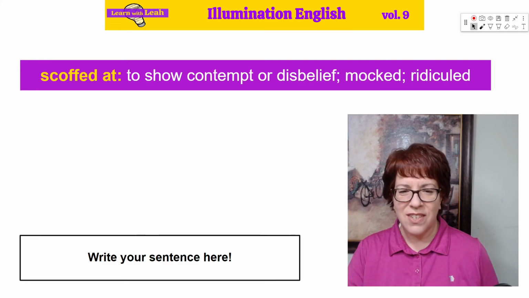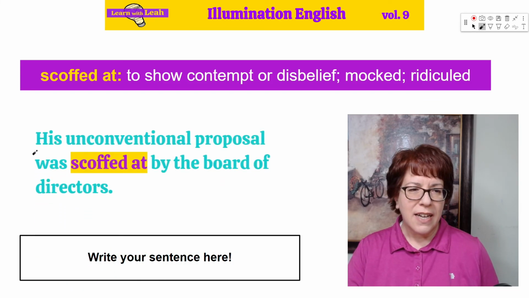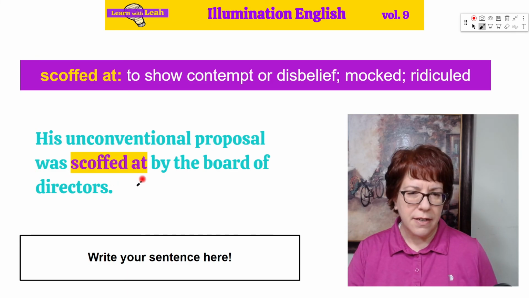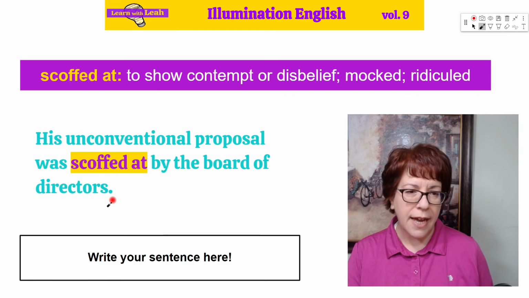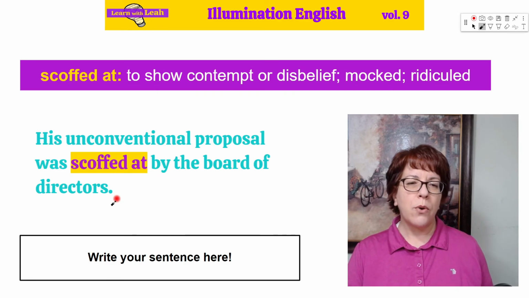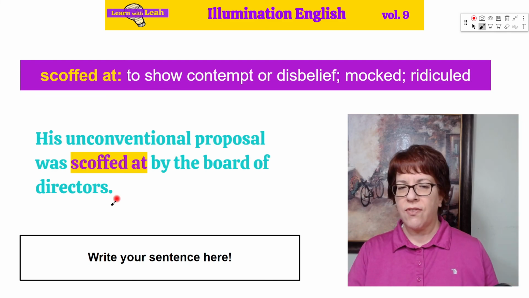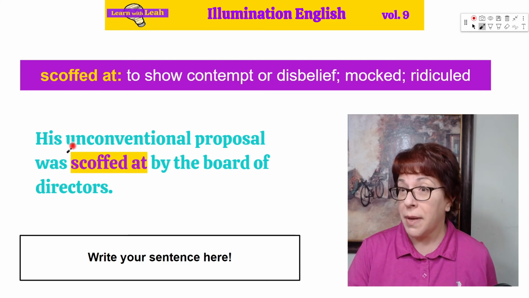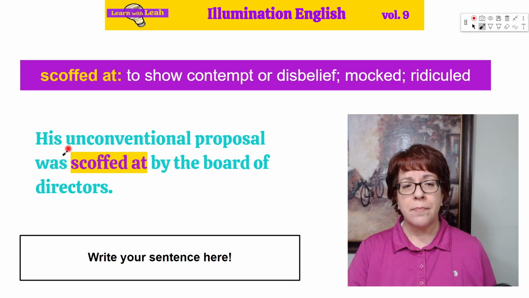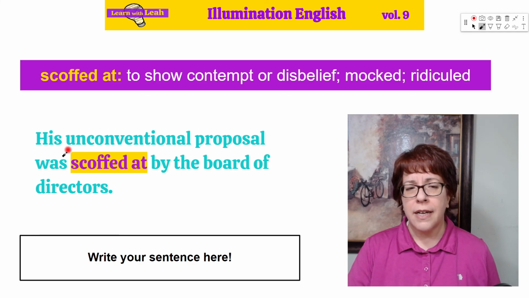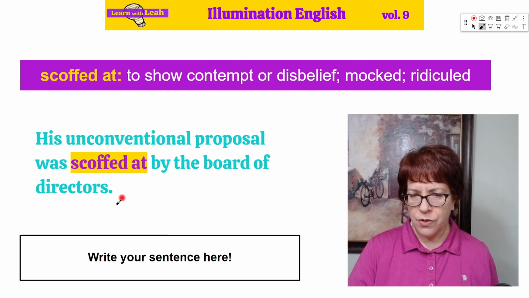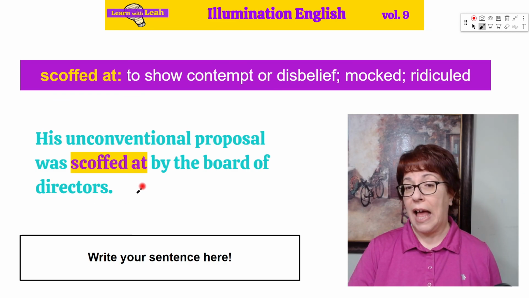All right, let's see how it's used in a sentence. His unconventional proposal was scoffed at by the board of directors. Okay, so let's say you work for an advertising agency and you're putting together a campaign. You've got a proposal. You're ready to present it to the board of directors to see what they think. If it's something that's really unconventional, means definitely not mainstream, totally maybe new, unusual in some way, if it's too unusual, it won't be accepted. So these people on the board of directors would scoff at it. They might even laugh.